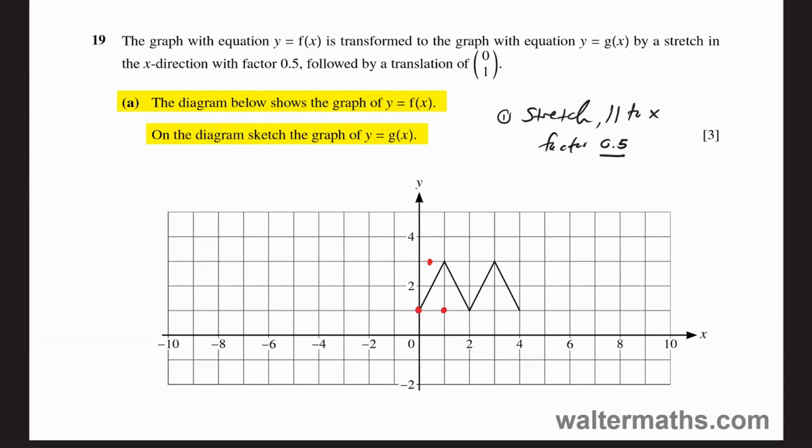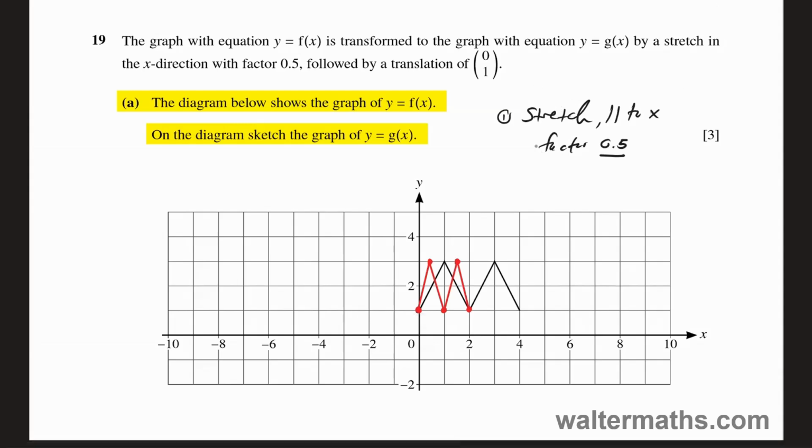onto this point. This point is a 3. 3 times a half is 1.5. So it is being transformed onto this point. And this point has an x value of 4. 4 times a half is 2. So it is being transformed onto here. So the new graph after the stretch should be like this. That's the graph. All right.